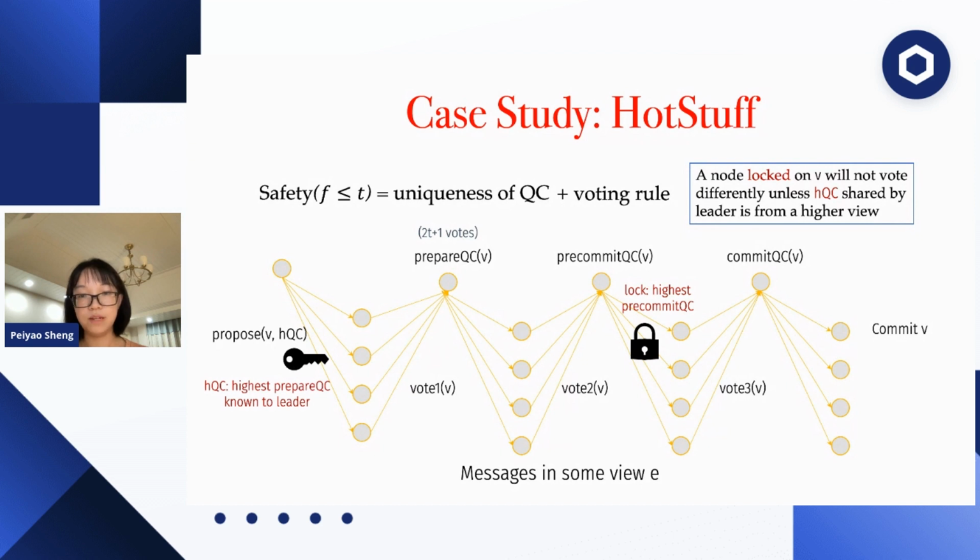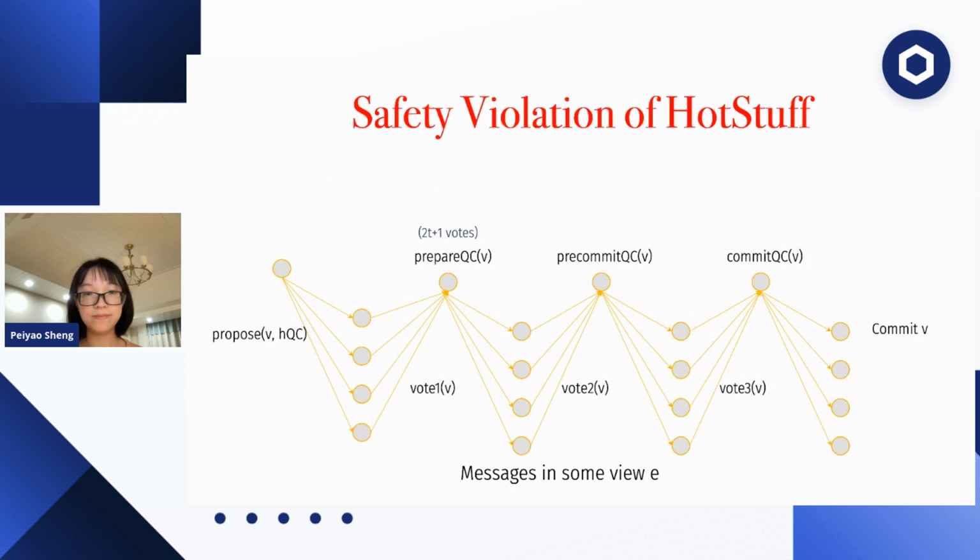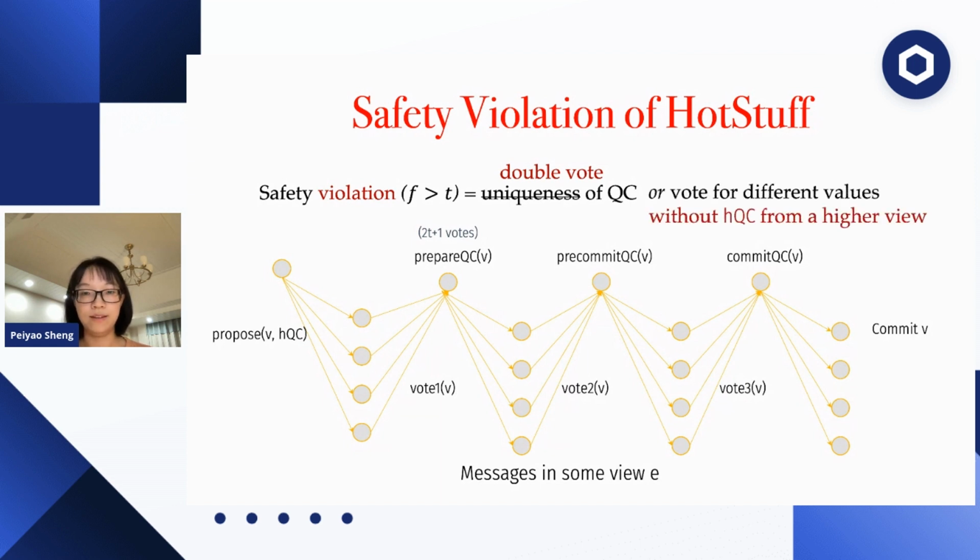And high QC, denoted as HQC, is the highest prepare QC known to the leader. Since with a high QC from a higher view, nodes locked on V can vote for different values, this is like a key. Then to violate the safety, attackers just need to break one of the 2 rules. They can double vote to break the uniqueness of the QC or just unlock themselves without receiving a key. The first one is easy to detect, just as we said before, but the second type is more subtle because the attack could be across views.